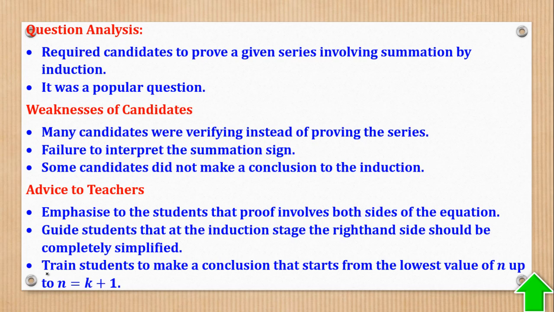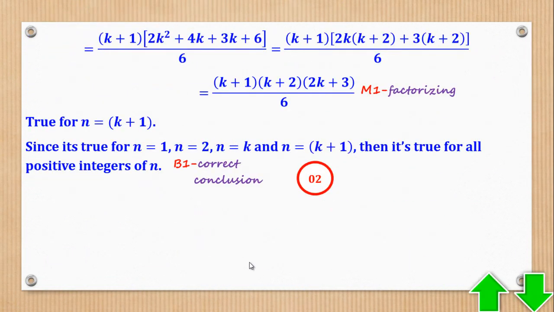Then train students to make a conclusion that starts from the lowest value up to k plus 1. Did you see the last conclusion I made? Maybe let's first go back and you see. Here I said, since it is true for n equal to 1, n equal to 2, n equal to k, n equal to k plus 1, so all these ones are needed, lowest all through up to k plus 1.